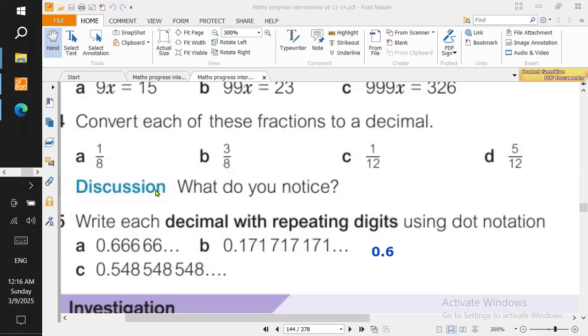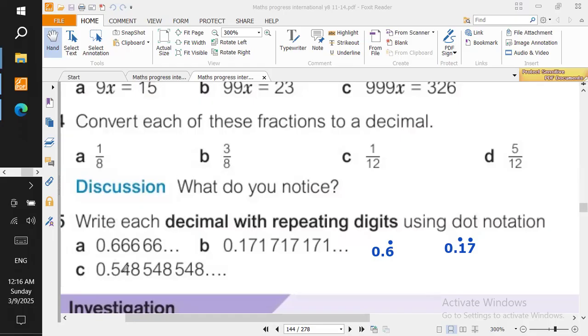We call this dot notation of recurring decimals, like this. It means the 6 is being repeated here. Here we have 1, 7, 1, 7, 1, 7, so we are repeating 1 and 7, so we write it like this. 1 and 7 are repeated, so we put dots on top of them.